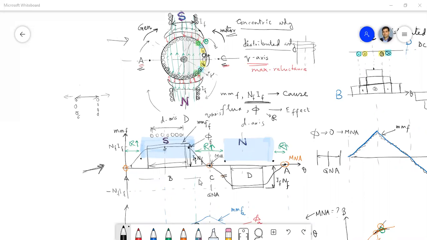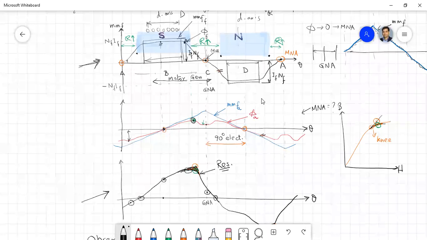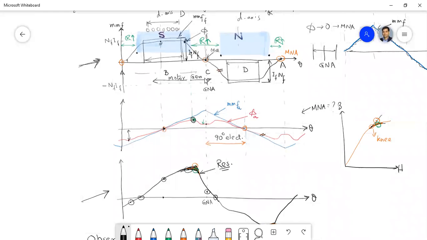Okay, so what is the correct answer? Right to left. So this is the direction as a motor, and as a generator it is moving from left to right. So it's okay. Now you just tell me, if I have already marked the pole tips, then as a motor, which pole tip is getting more flux and which pole tip is getting less flux?